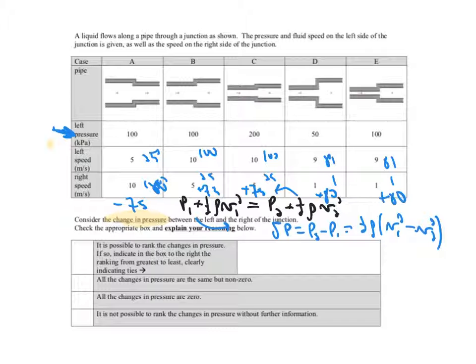So we see that our ranking is D is the same as E, which is greater than B, which is the same as C, which are greater than A, because any positive number is greater than any negative number. So there we go.